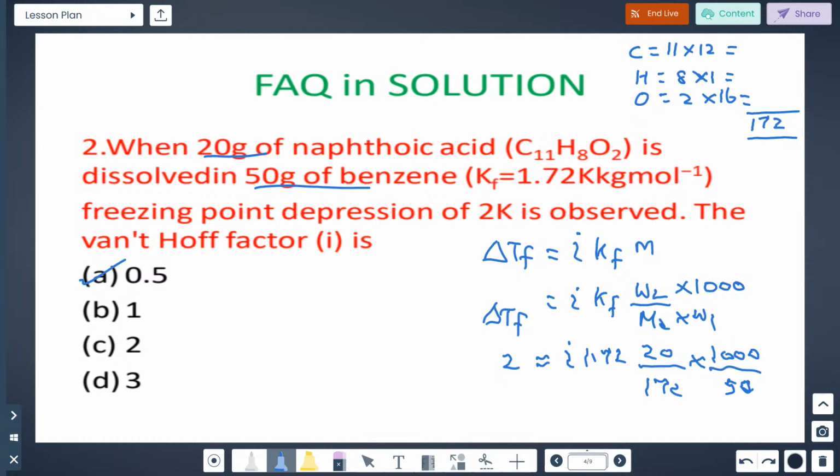Okay. See this carbon, hydrogen, oxygen. You must know its atomic mass. They are given only the molecular formula. From the molecular formula, we can find out the molecular mass. Understood? You substitute here, we can get the answer. Understood? Okay. Now we can go to the next sum.